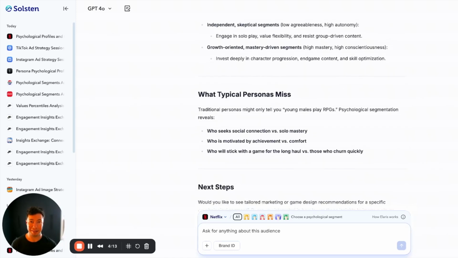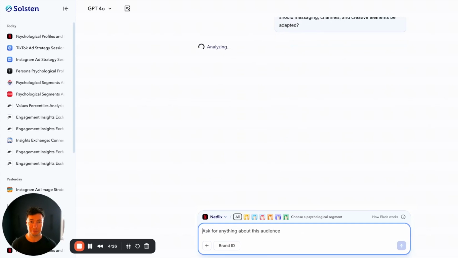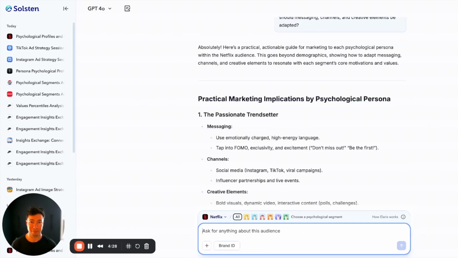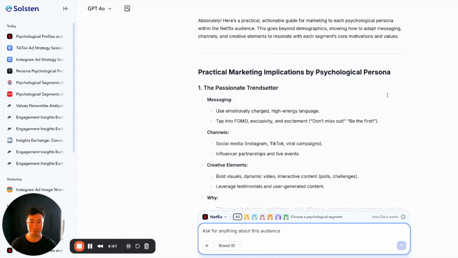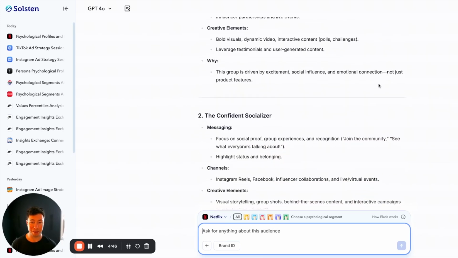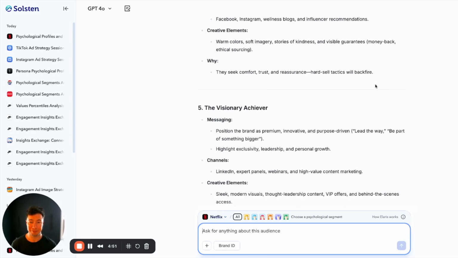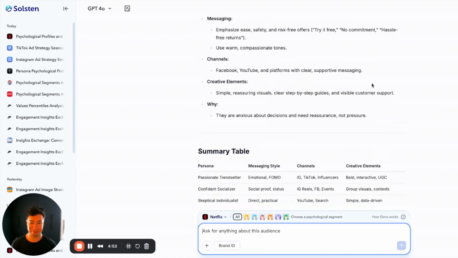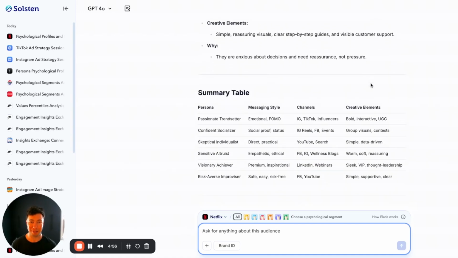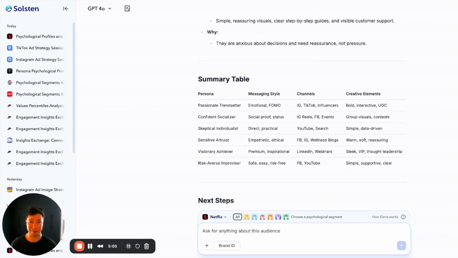The next step is to connect these insights to applications. We're going to use this prompt to do that. So Alaris then tells us practical marketing implications by psychological persona. It tells you messaging, channels, creative elements, and why it shows these things. This is for each psychological segment. And it gives you a summary table at the end, so you can get a nice overview of what is delivered.